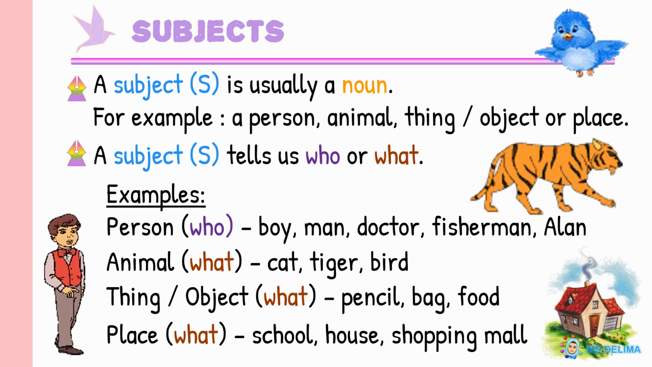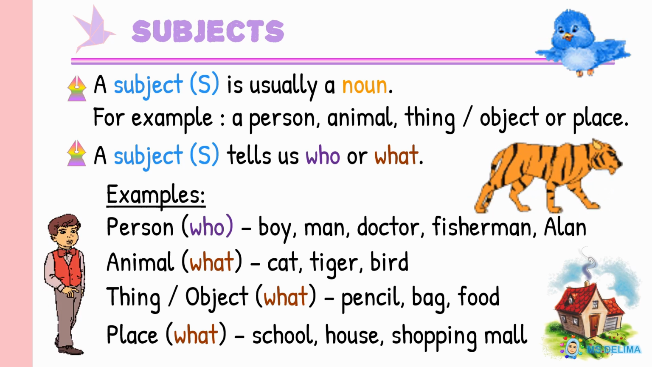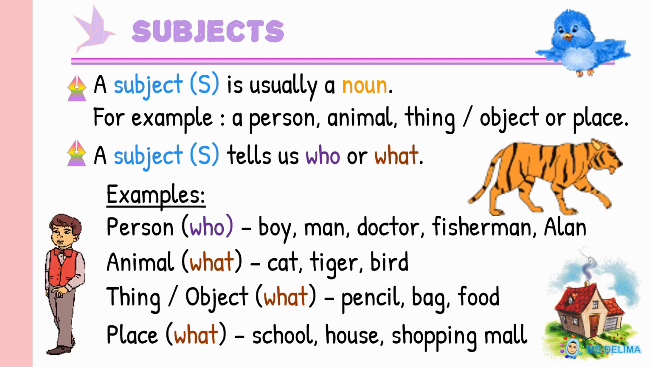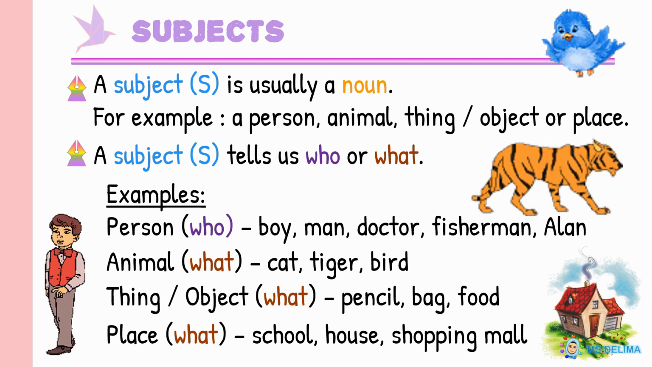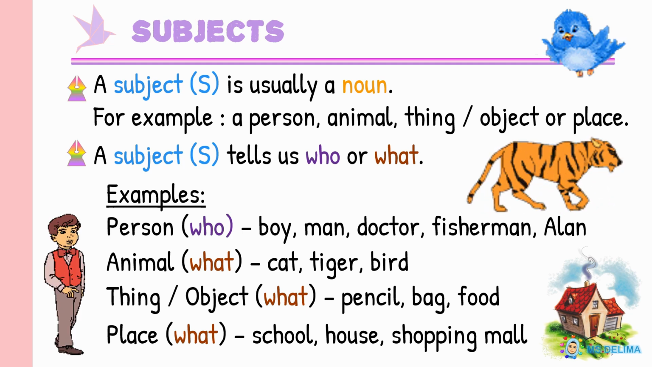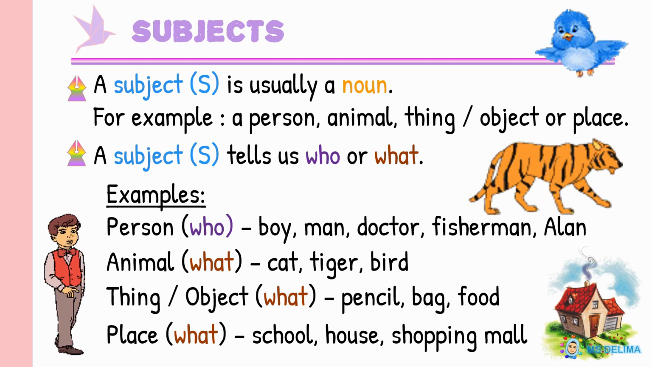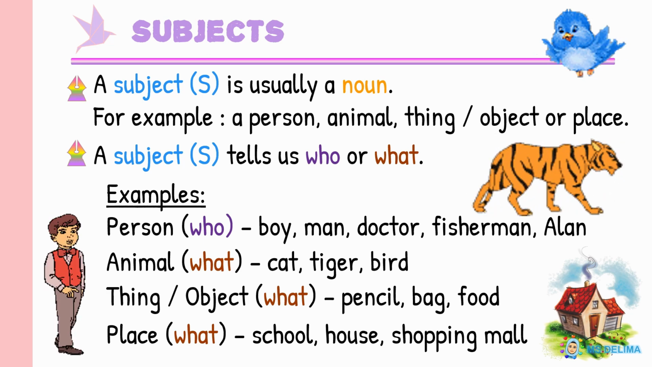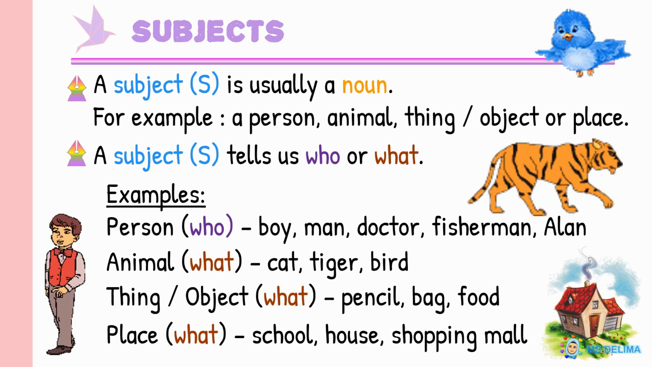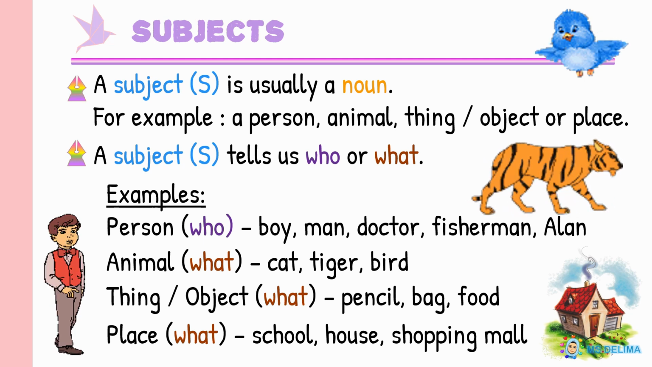Now, what are subjects? A subject is usually a noun. For example, a person, animal, thing or object, or place. A subject also tells us who or what. For example, about person, who. The examples are boy, man, doctor, fisherman, Alan. For animal, or what, the examples are cat, tiger, bird.